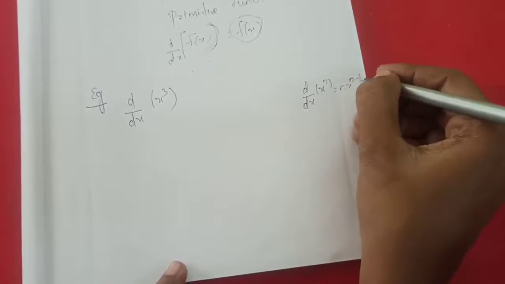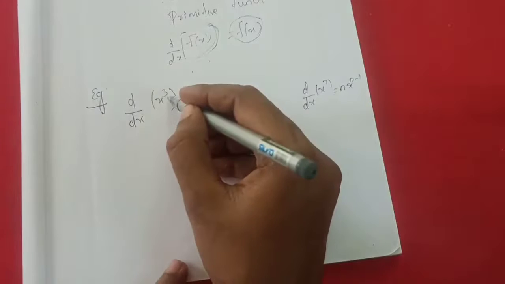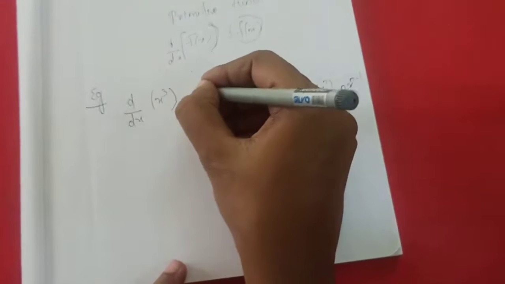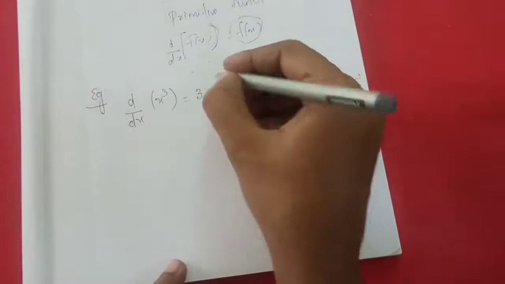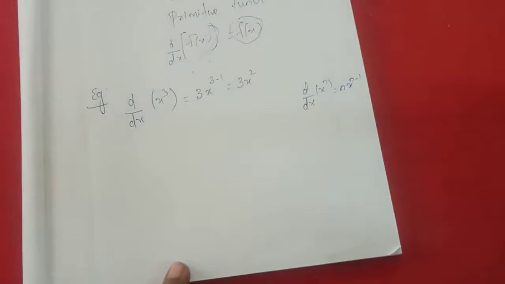Do you remember? n x power n minus 1. So we are going to use that here. What's the n value? 3. Correct. So 3 into x power n minus 1, that is 3 minus 1. That's the differentiation, 3x square. So d by dx of x cube is equal to 3x square. Same as that, many examples we can do.